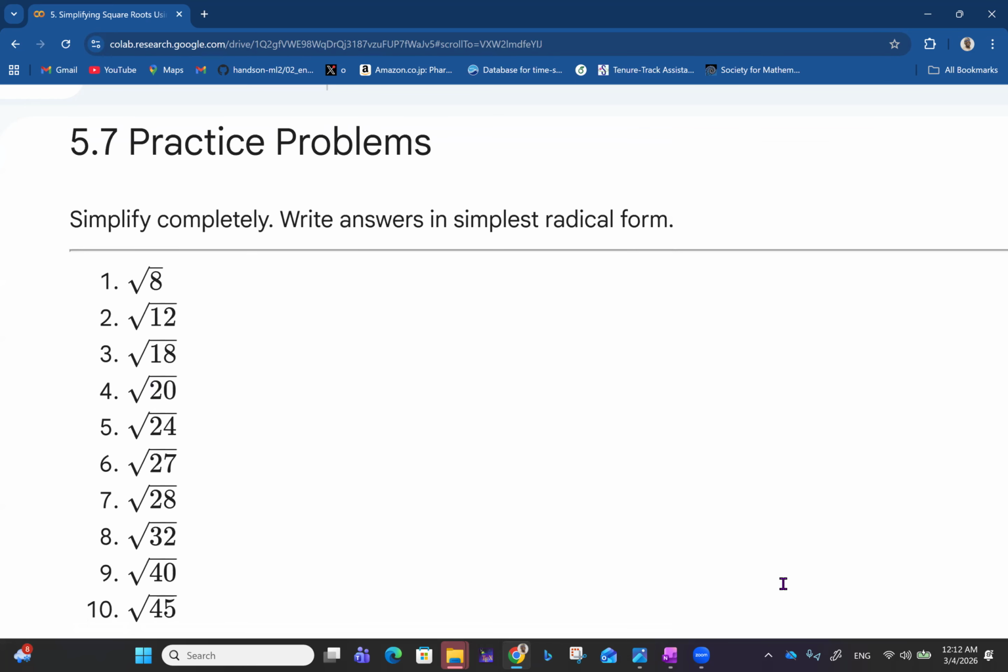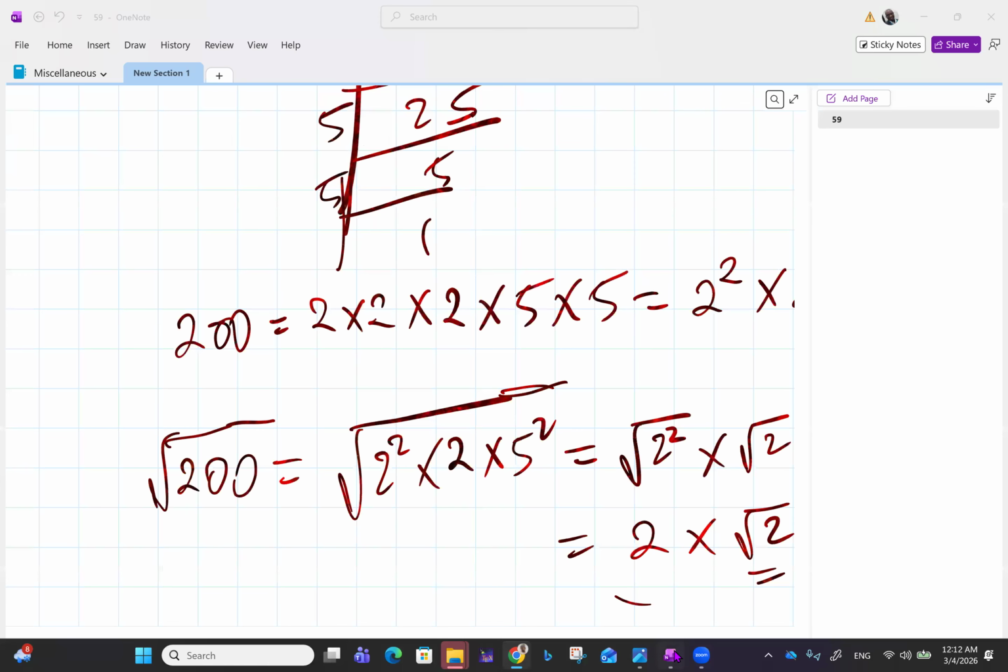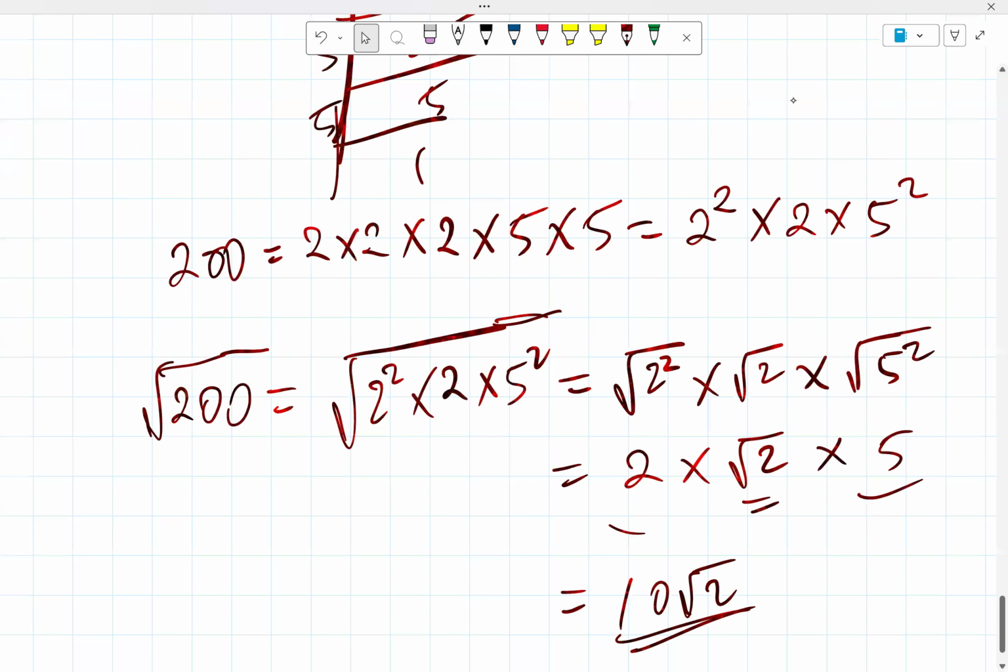So the first 10 questions, simplify completely. Write answers in simplest radical form. I think I'm just going to take only one of these since I've done ample examples of this particular one. Which one should I take now? Everything is simple actually. Okay, let me just take 10. That's square root of 45. That's straight to the point. So we need the square root of 45.